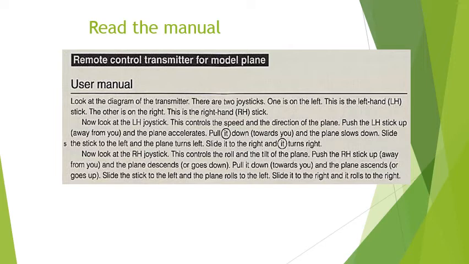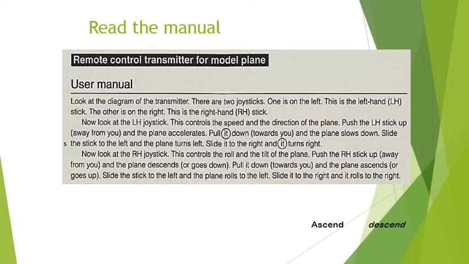Now look at the right hand joystick. This controls the roll and the tilt of the plane. Push the right hand stick up, away from you, and the plane descends or goes down. Pull it down towards you and the plane ascends or goes up. Slide the stick to the left and the plane rolls to the left. Slide it to the right and it rolls to the right. So this is the reading manual of the remote control transmitter.